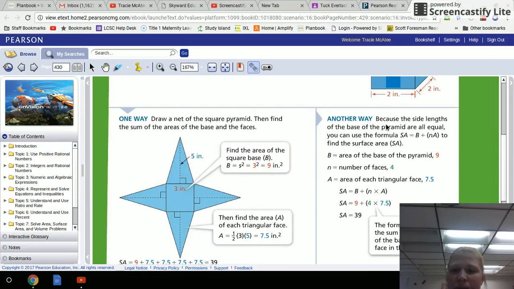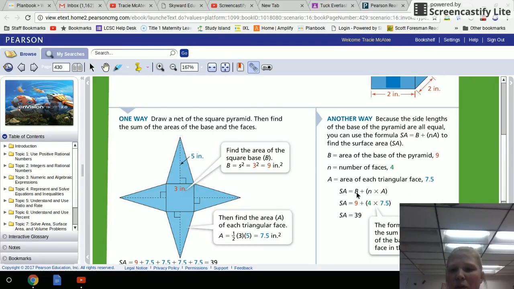Another way, because the side lengths at the base of the perimeter are all equal, you can use the formula. Surface area equals the base plus n times a to find the surface area. Where B is the area of the base, so that would go there. You're going to add that to the number of faces times the area of the triangular faces.